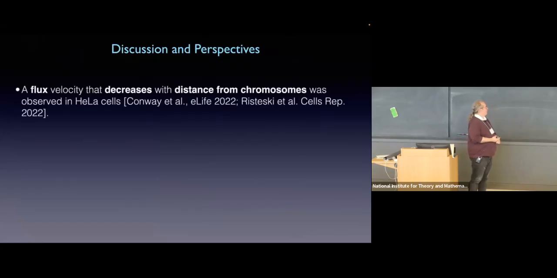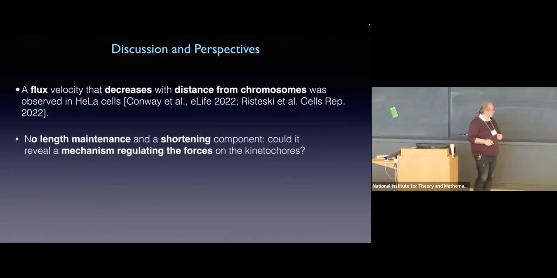So I will finish with a few perspectives. At some point, we wondered whether this stuff is a kind of peculiarity of the nematode. But when you look at works in HeLa cells, in Dan's lab or in Eva Tolich's lab, they also saw that the flux is decreasing with the distance, which is not really consistent with the idea of a gel-like spindle. So maybe there is something happening also in human cells, even if there are probably many differences as well.